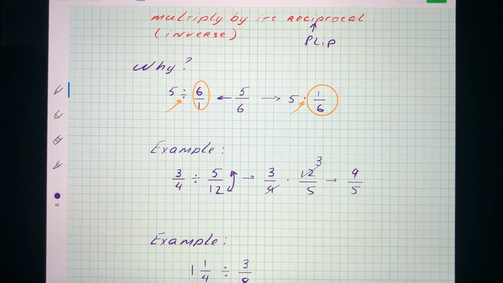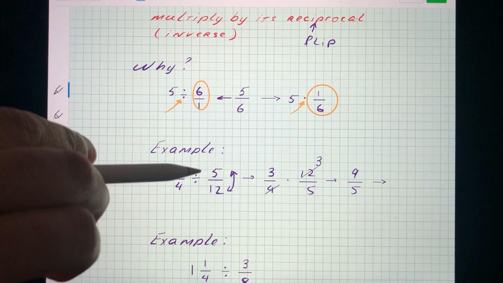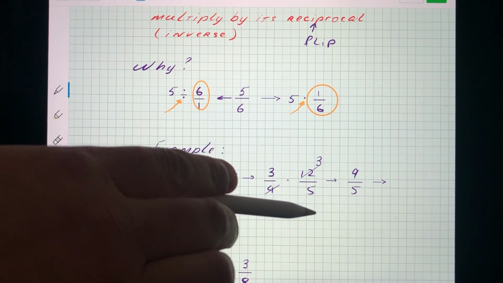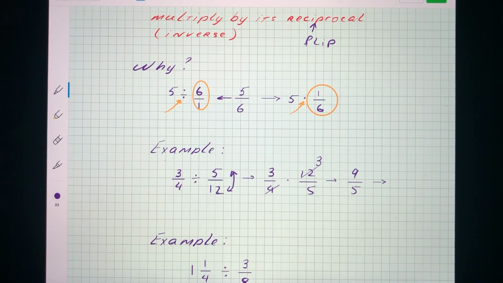If we need to write it as a mixed number, which we often do, to switch from an improper fraction to a mixed number, let's do that. We need to see how many times 5 goes into 9, which is once, and then the remainder is 4. So 9/5 is the same as 1 and 4/5. This is our final answer.